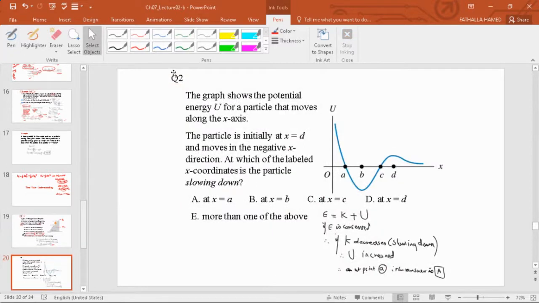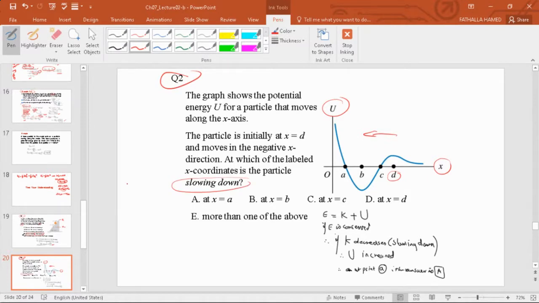In this question here, you have potential as a function of x. The graph shows the potential energy for a particle that moves along the x-axis. The particle initially at x equal to d moves in the negative x direction. That doesn't mean that x is negative, but it's moving in that direction. That means it's moving this way. At which of the labeled x coordinates is the particle slowing down?